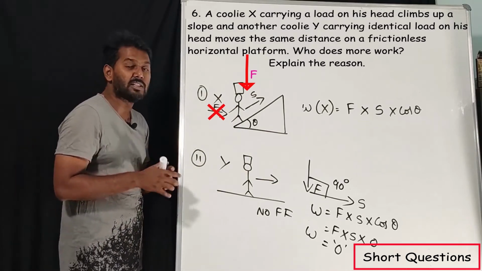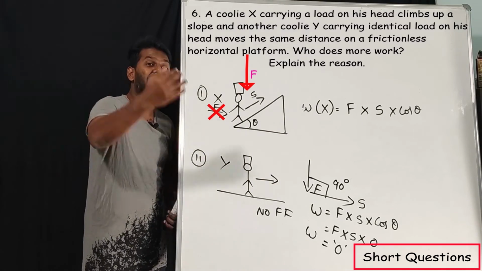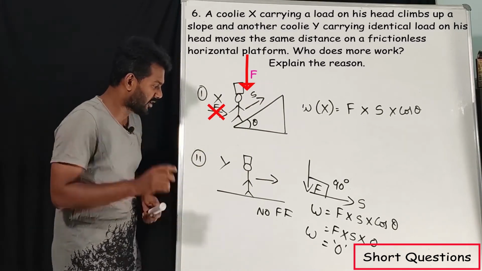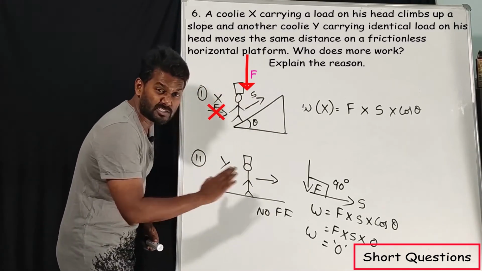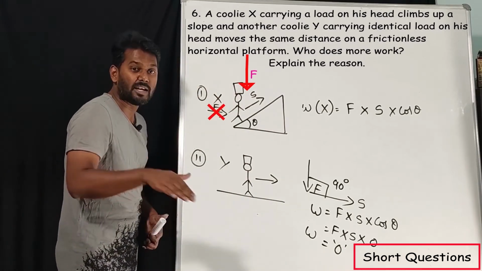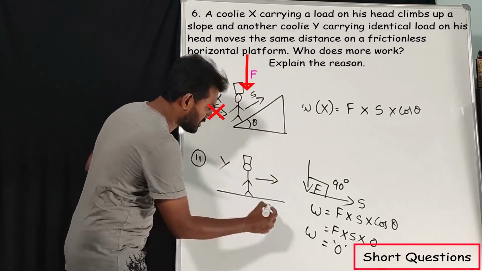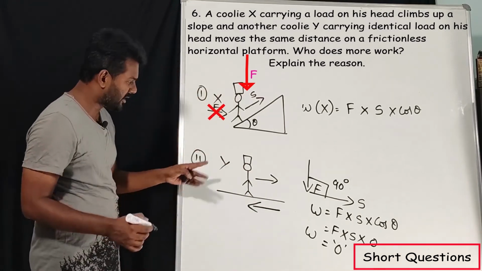So the important word in this question is frictionless platform. What if there is friction? Assume this is not a frictionless platform. Whatever I am going to write now is not related to question number 10. Now listen, assume there is some friction.